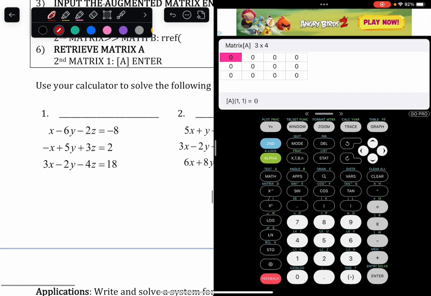Okay, and so for this first example, I'm going to write the augmented matrix. My x's are 1, -1, 3. My y's are -6, 5, -2, -2, 3, -4, and then -8 to 18.